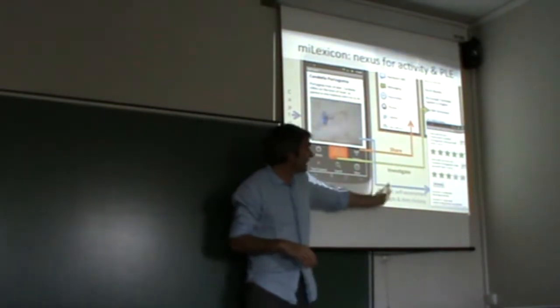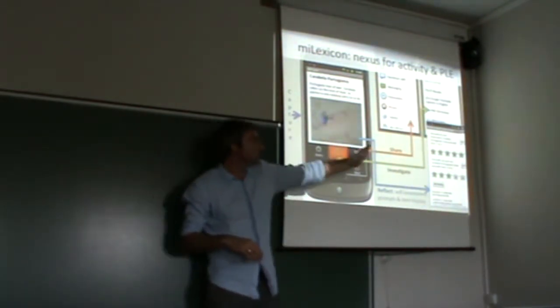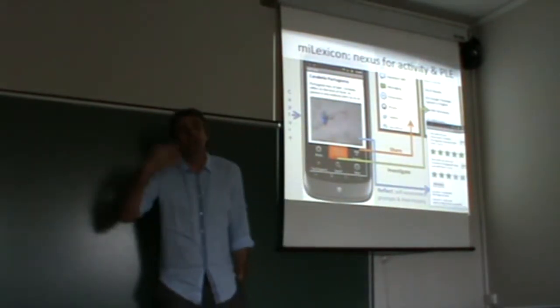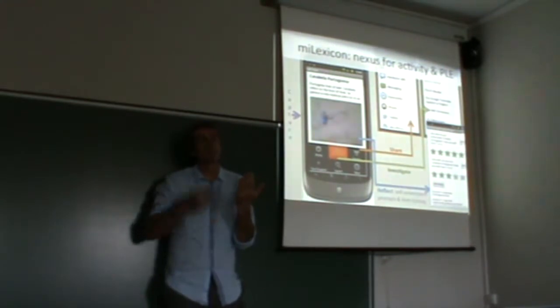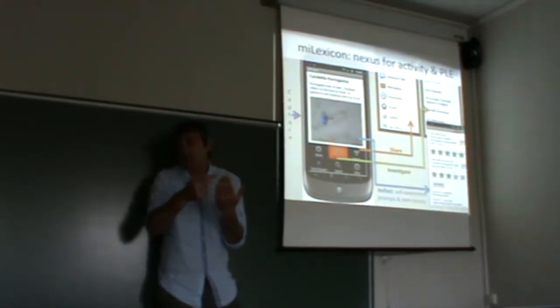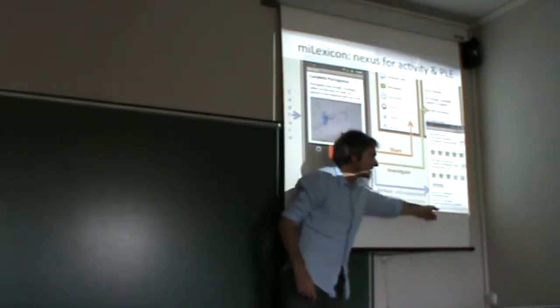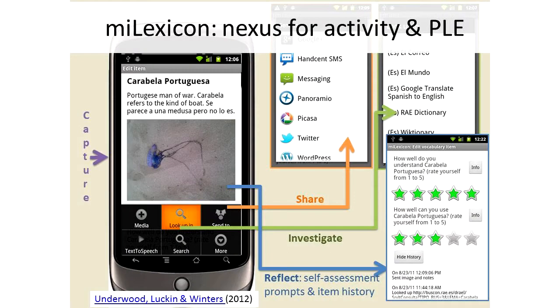And that supports reflection. It prompts you to self-rate yourself according to how well you understand something and how well you can use it. And if you click on the info buttons, it gives you prompts about particular aspects of it. Do you know how it's spelled? Do you know how it's pronounced, etc.? Those are just prompts. What it also does is it keeps a history of every change you make and everything you do with that through the app.